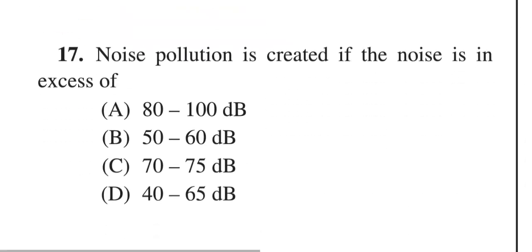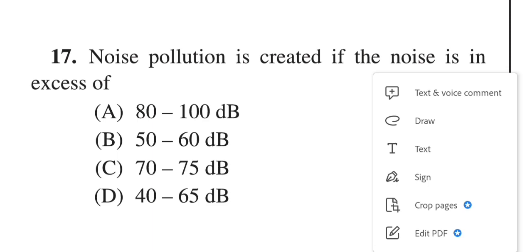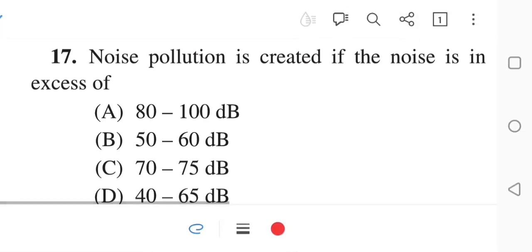Number 17, it says noise pollution is created if the noise is in excess of what? Noise pollution is created if the noise is in excess of 80 to 100 dB. If I'm not wrong, dB means decibel. B, 50 to 60 decibel, C, 70 to 75 decibel, D, 40 to 65 decibel. This is also related to environment and ecology. The correct answer of this question will be number A, that is 80 to 100 dB or decibel. This will be called noise pollution. Okay.